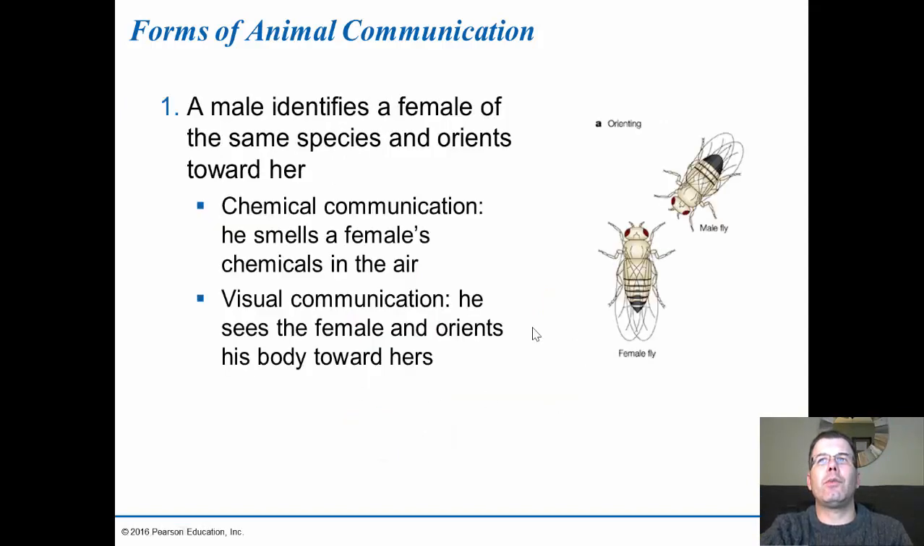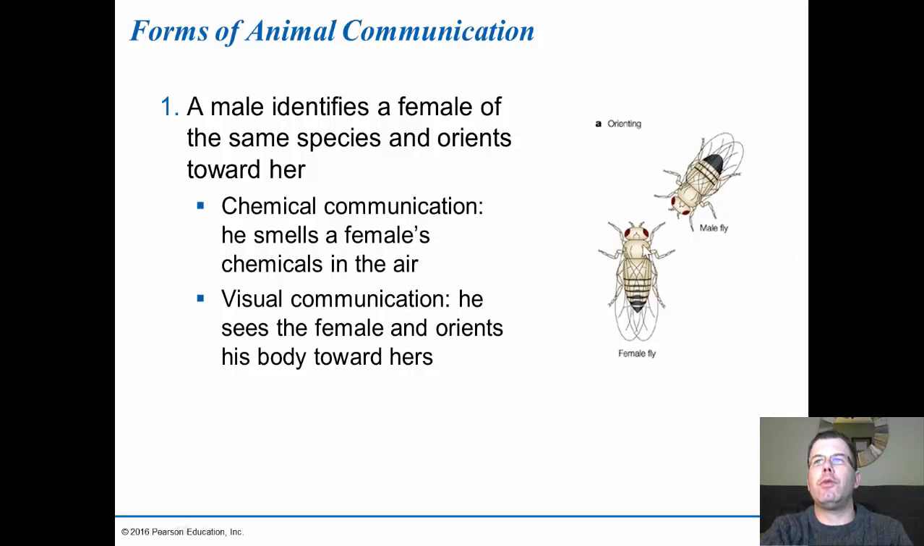So in this case with the fruit fly, the first thing that happens is the male identifies a female of the same species and orients towards her. So this is a chemical communication. The male is attracted by her pheromones, and we'll talk more about pheromones here in a minute. So he smells the female chemicals in the air and is attracted to her. Then he lands in front of her on an angle, and he orients his body towards her to say, here, I'm a male, I'm ready to mate, are you? And so he'll go through this pattern of orienting and saying, hey, I'm here, do you want to mate?